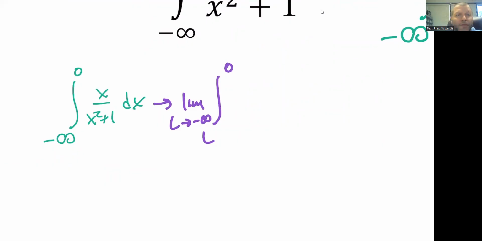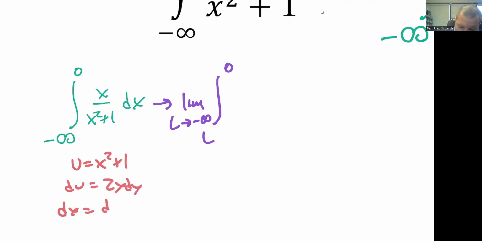Again, we want to be a little bit careful with taking the actual integrals. Don't think this is like an inverse trig thing or something. This is going to be a u substitution. u is x squared plus 1, so du is 2x dx. So dx is du over 2x.